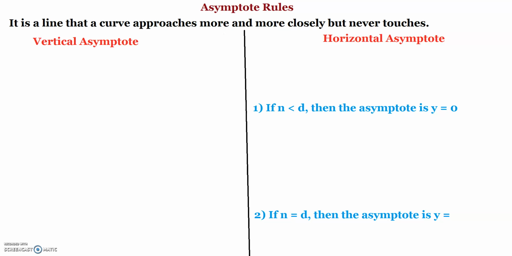Today we're going to talk about asymptote. It is a line that a curve approaches more and more closely but never touches. So the first one is the vertical asymptote. I will show you one example for the vertical asymptote.